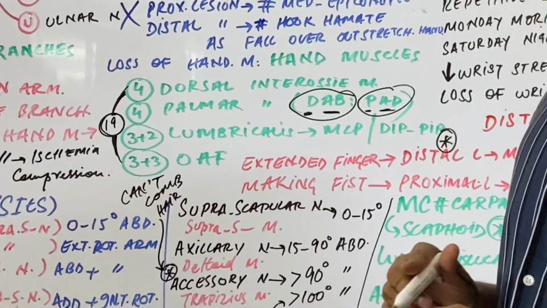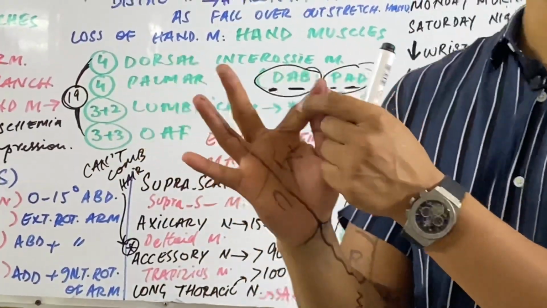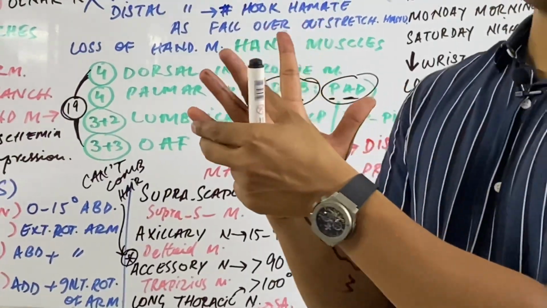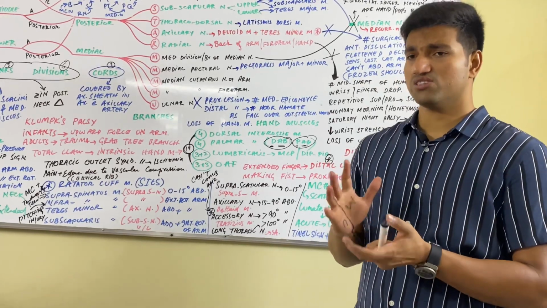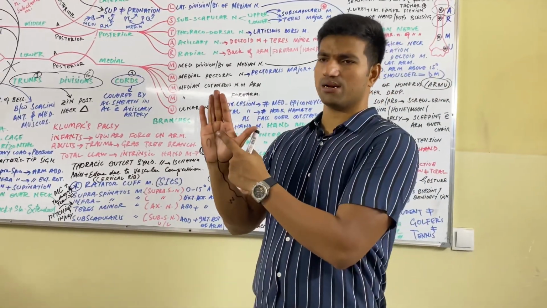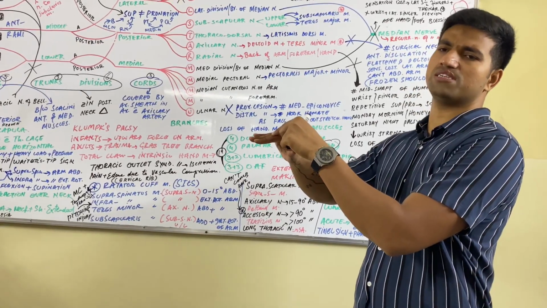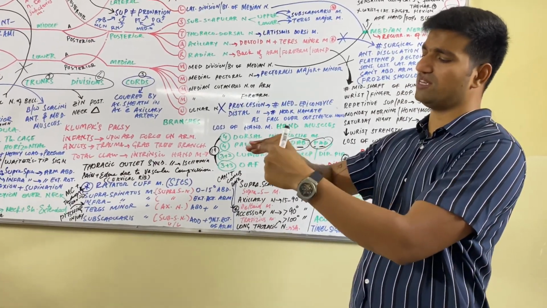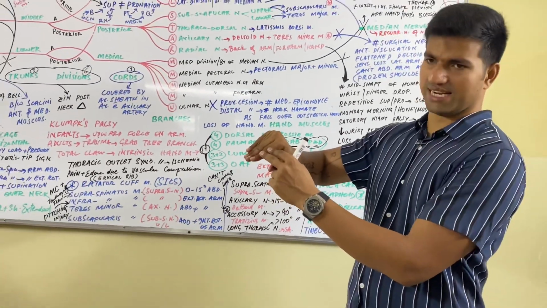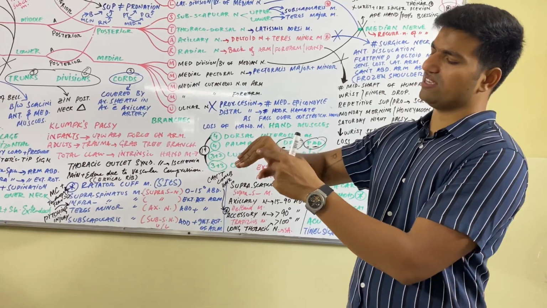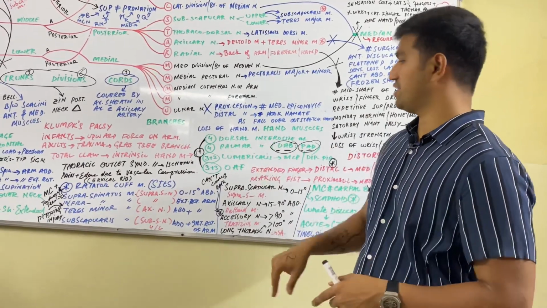Then we have 5 lumbricalis. Out of 5, the lateral 2 lumbricalis get innervation by the median nerve, and the medial 3 lumbricalis get innervation by the ulnar nerve. What is the function of lumbricalis muscle? Flexion at the metacarpophalangeal joint, and extension at the distal interphalangeal joints and proximal interphalangeal joint. You can see over here, the proximal interphalangeal joint and distal interphalangeal joints being extended, and the metacarpophalangeal joint being flexed. This is the function of lumbricalis muscles, and they are 5 in number.